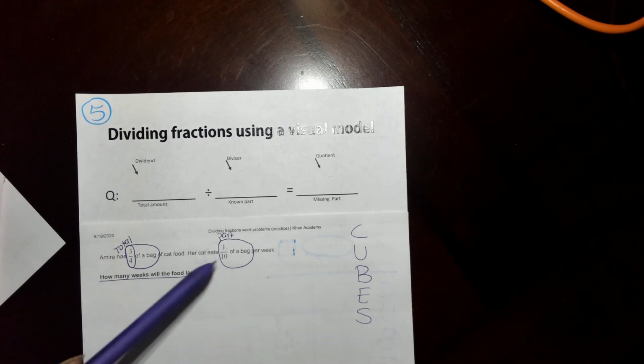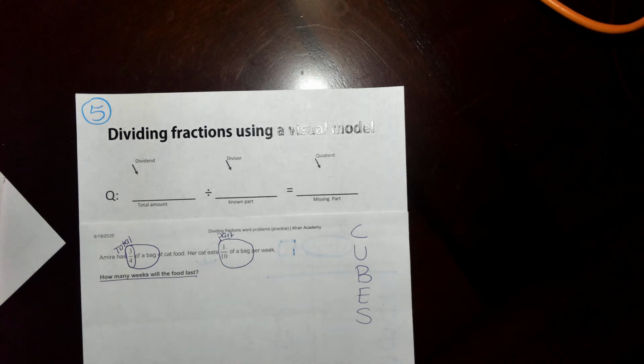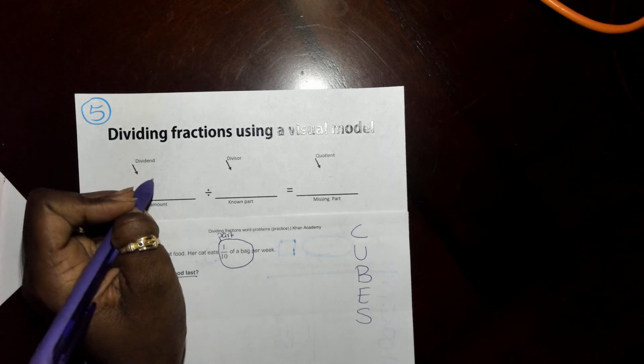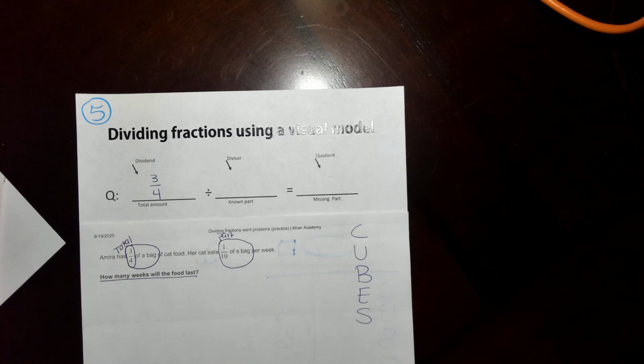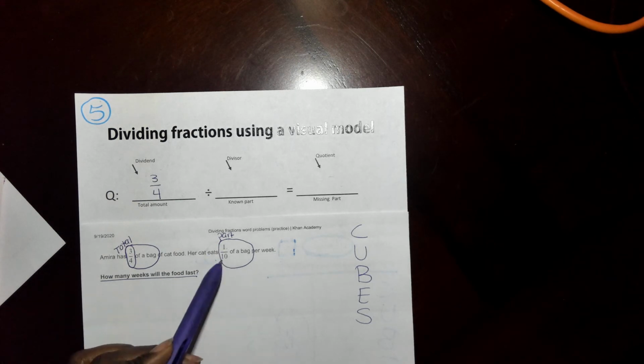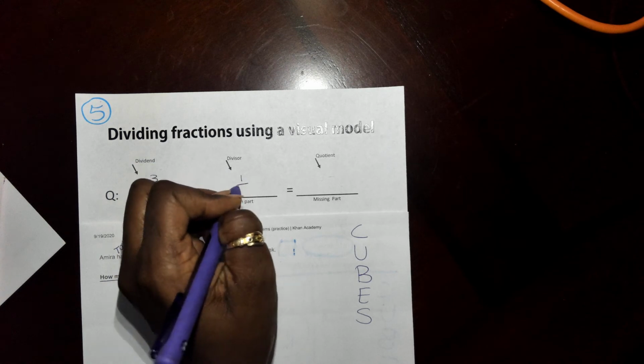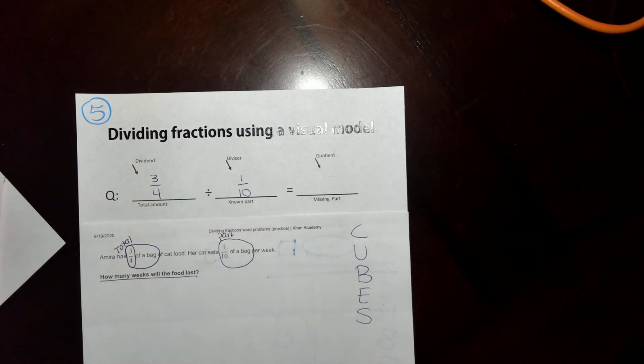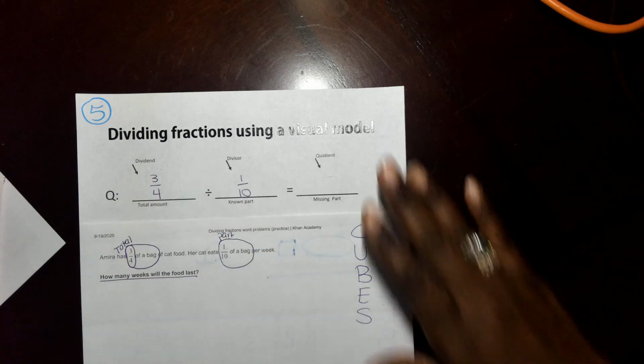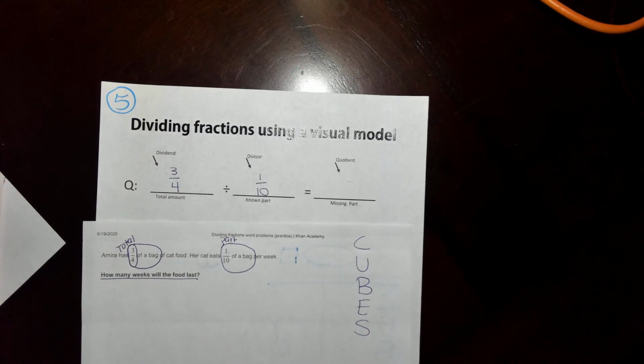We know that we're going to have 3/4 and 1/10 for us to work with. And now we need to evaluate and figure out, where does everything go? Well, we know that our total, 3/4, will go in the dividend. That's what we have, our total. And we are parting it out in equal portions of 1/10. So this is the known part, also known as the divisor. And now we're going to solve for it using our model.